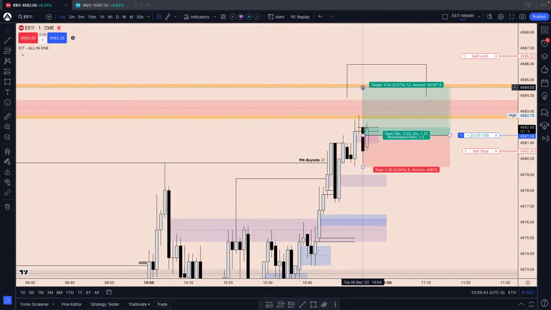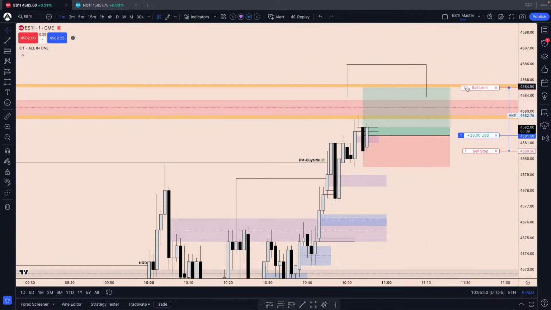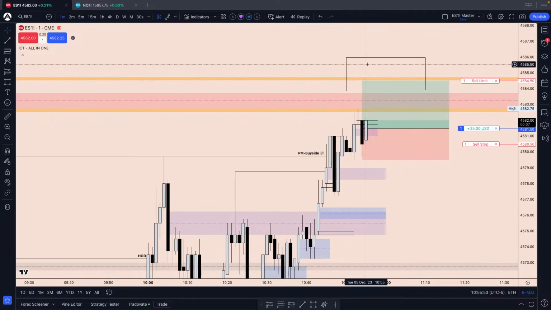Let's see, let's look for 5 points ideally. But I think that might be too much. Let's go for 3. We risk 2. We have this unfilled volume imbalance above here. Then see how we continue.